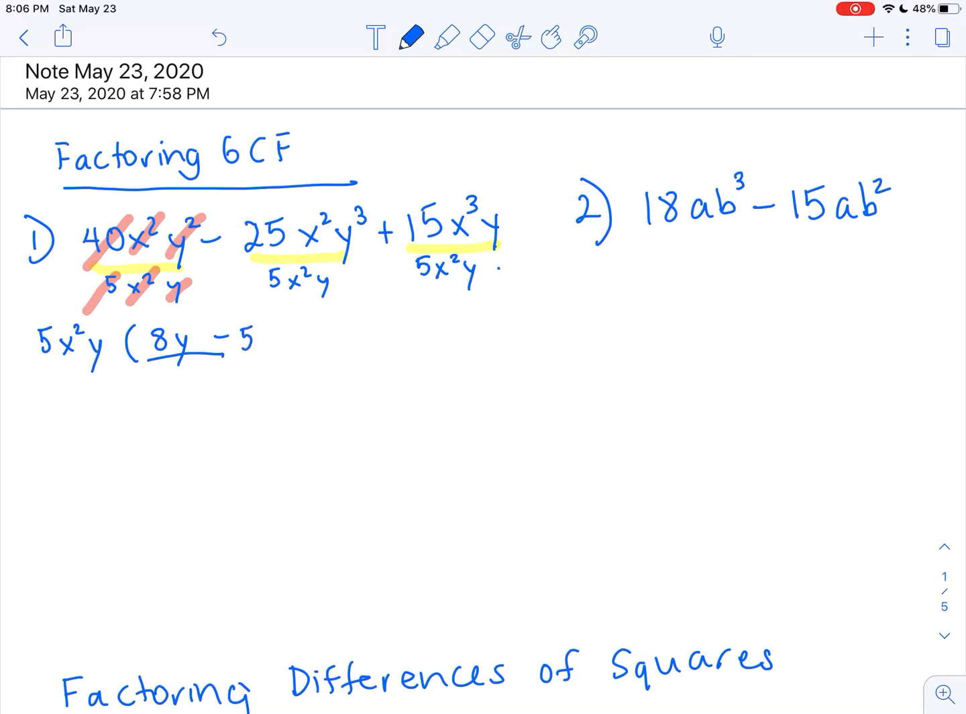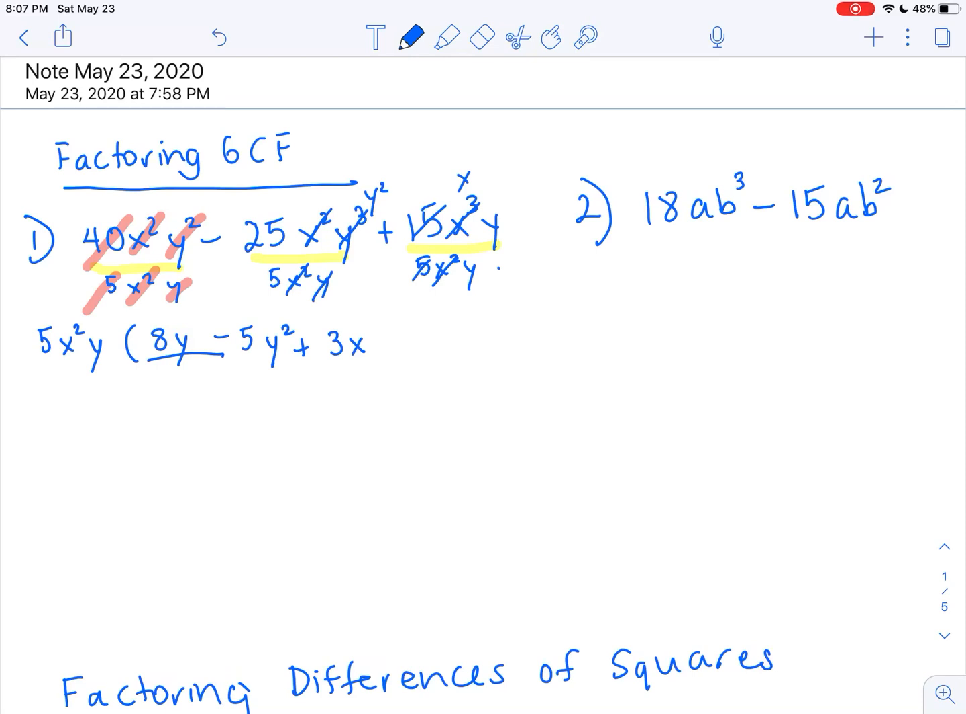The next term would be negative 25 divided by 5, which is negative 5. The x squareds cancel out. The y goes into y cubed y squared times. And the last term, 5 goes into 15 3 times. There's an x left over when I divide x cubed by x squared. We subtract exponents as we do division.